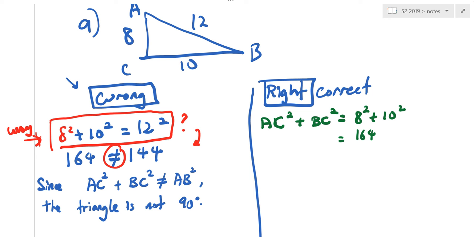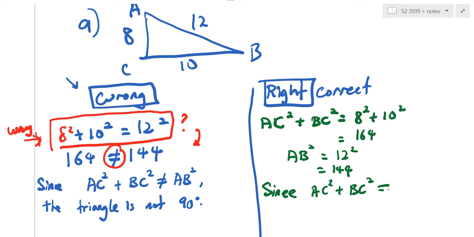So what do I write next? I will try to write down the hypotenuse square, which is what? 12 square, and what's the value? 144. So now I have two sets of values. Are they equal? No. Then I can form a concluding statement. Since AC square plus BC square is not equal to AB square.